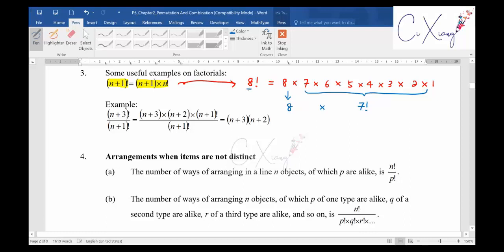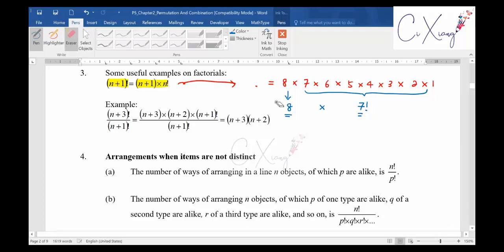So you can assume that the 8 is n plus 1, and this one is n factorial. All right, that's the meaning of it. I don't know when we will apply it, but it will be good if you learn it first. The same thing happens here: n plus 3 factorial divided by n plus 1 factorial. You can write it as n plus 3 multiplied with n plus 2.